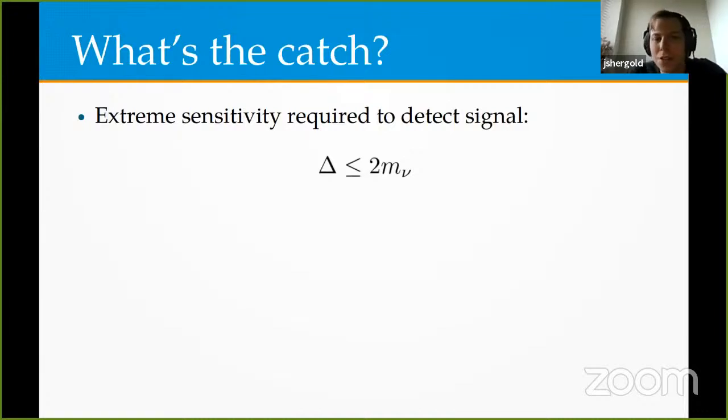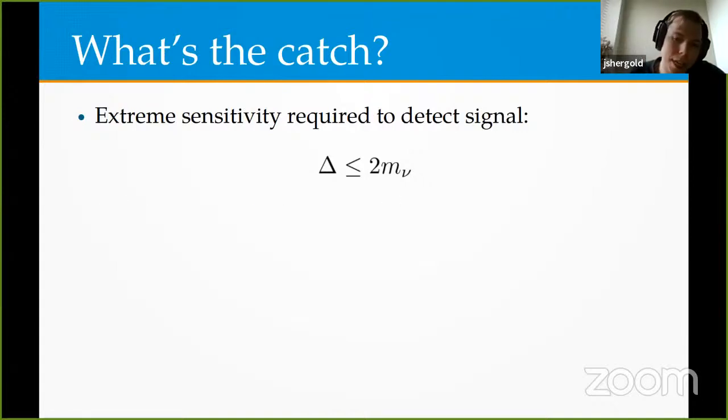Okay, so what's the catch, right? If Ptolemy is so good, you got these peaks beyond the endpoint, and you got 4 events per year. Why haven't we built this thing yet, and why haven't we seen the cosmic neutrino background? Well, there are 2 main reasons. The first one is that you need incredible energy resolution in order to actually see the signal, right? So remember I said that these peaks were displaced from the endpoint by 2 neutrino masses. It means you need an energy resolution of less than twice the neutrino mass, which is an incredible challenge.